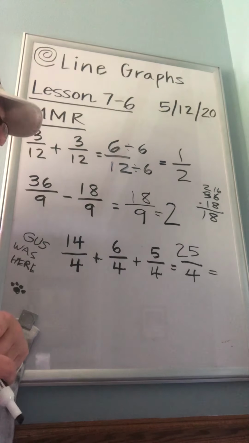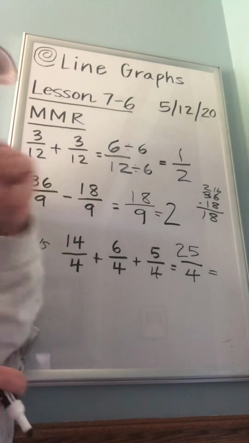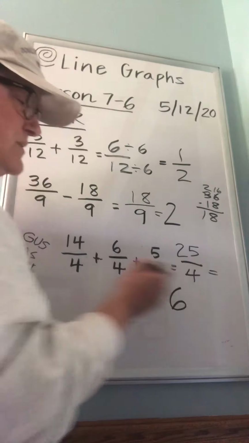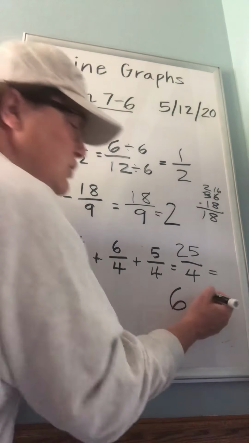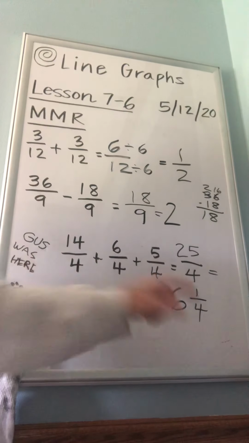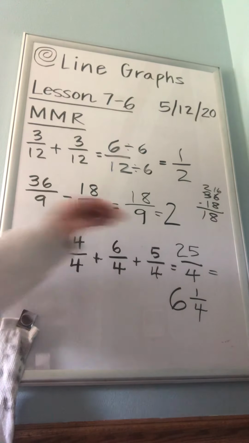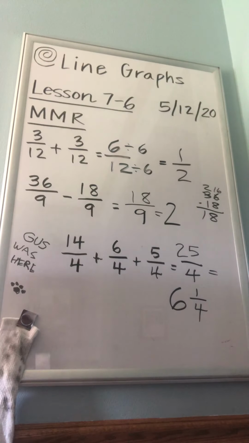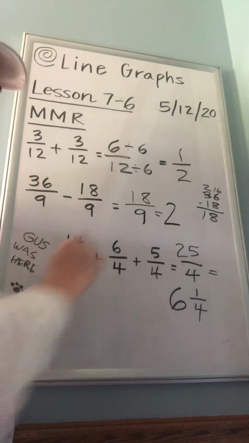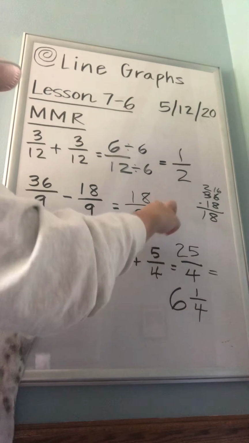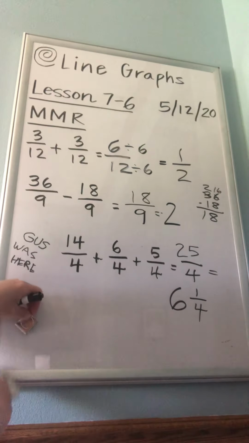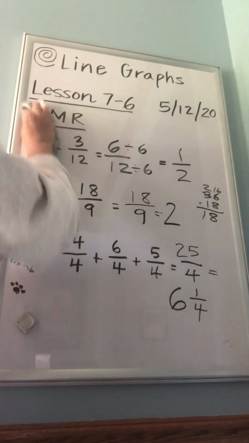That is considered improper. 4 goes into 25 how many times without going over? 6 times. 6 times 4 equals 24. So you have 1/4 left. So that final answer is 6 and 1/4 when you add all of these 3 fractions together. Again, you can always work with fractions that have larger numerators, but then when you finally get to the answers, you need to put them in proper notation. That's it for MMR right now.